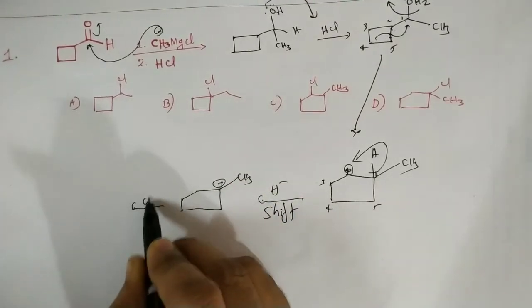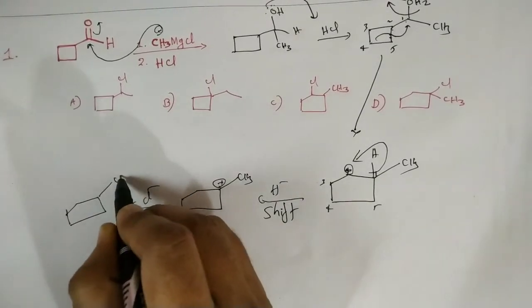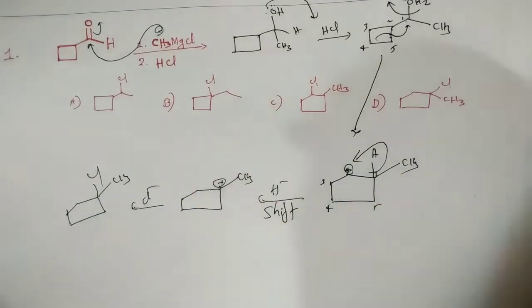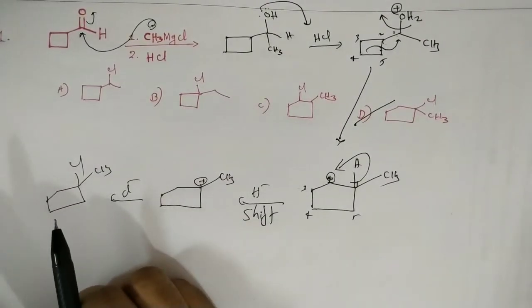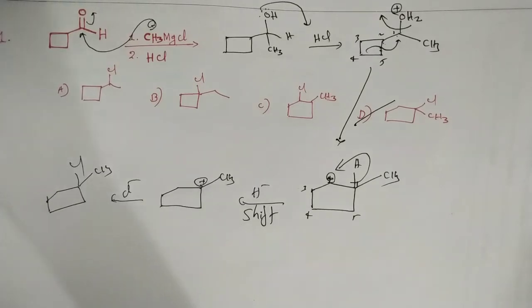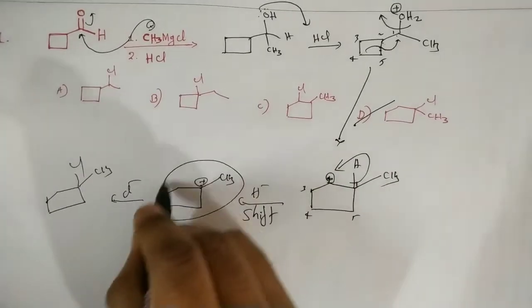Now it is attacked by Cl minus. So the product is CH3 and Cl. So the answer is D. First the reaction with the Grignard reagent, then the reaction with HCl, ring expansion takes place and the hydride transfer takes place. Finally we'll get the stable carbocation.